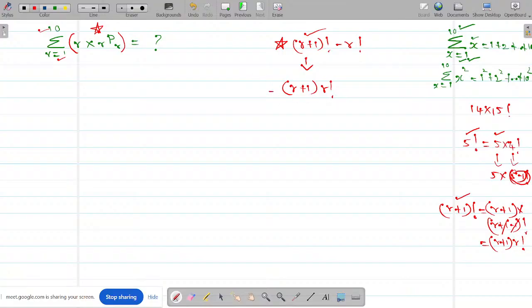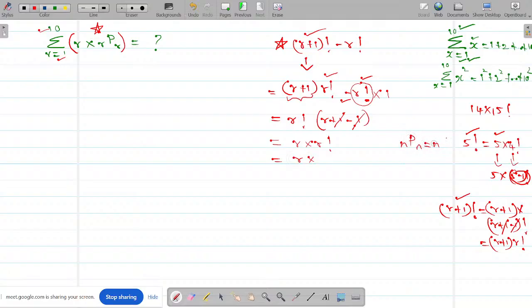So, I'm writing this step as r plus 1 into r factorial minus r factorial. Okay. Yes, tell me. R factorial is common. Shall I take r factorial outside? So, what is left out? Here, r plus 1 is left out. Minus, so minus. If you have r factorial, it is nothing but r factorial into 1. So, I have 1 here. Plus 1 and minus 1 will get cancelled. So, this is nothing but r into r factorial, which is nothing but r into, what is r factorial? You remember n P n is n factorial, right? Likewise, rPr will be r factorial.